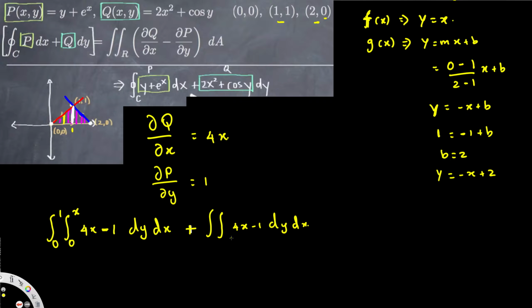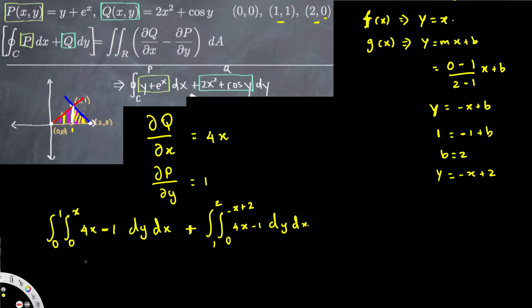Now let's look at the second one. We are looking at this region, okay? In this region, it's starting from 0 and ending at this blue line. The blue line is given by negative x plus 2. So 0 to negative x plus 2, and x is starting from 1 and finishing at 2. So 1 to 2. Now we can go ahead and do the integration.